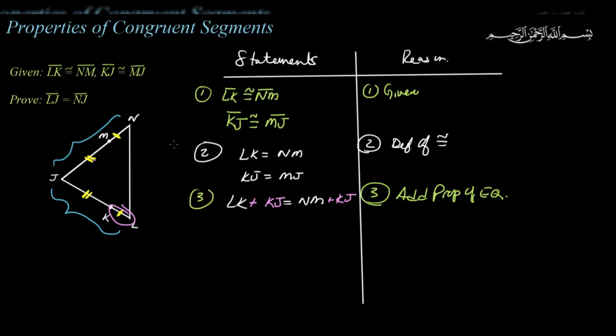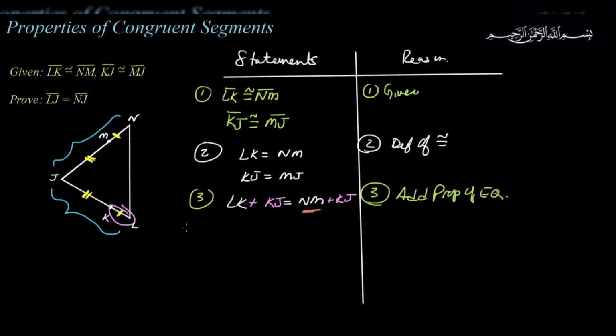Oh, that's pretty cool. Now look, here I have LK and KJ. That's this over here. And then here I have NM and KJ, but I don't want KJ. I want MJ over here, right? I can do that, because I can just substitute MJ in place of KJ over here, can't I? Because that's from the substitution property of equality.